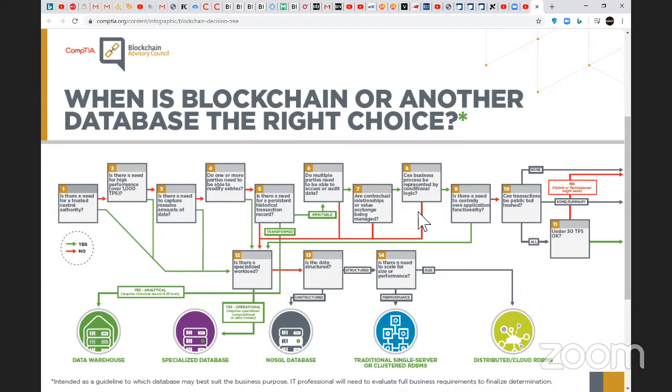Is there a need to scale for size or performance? So if you need to scale for size or performance, a distributed cloud RDBMS, a relational database management system, is what will be needed. For performance reasons, you would go with a traditional single server or clustered RDBMS. So this is actually a really good graphic.